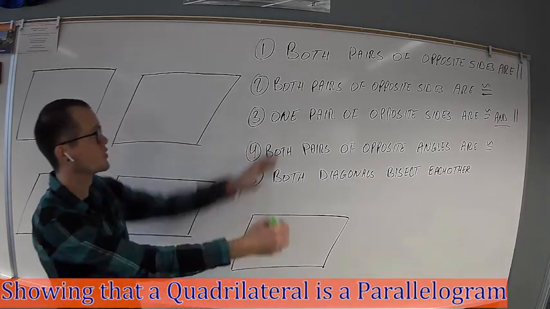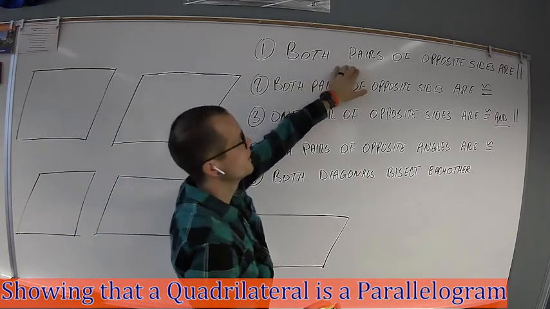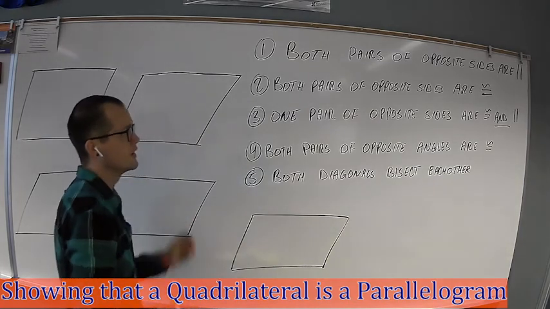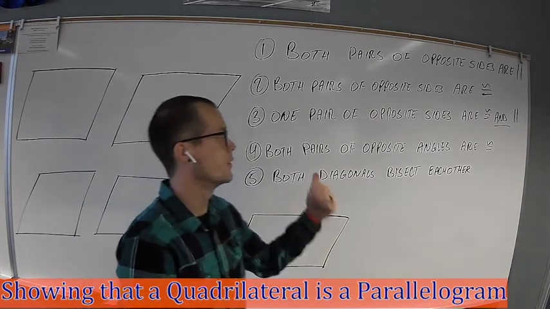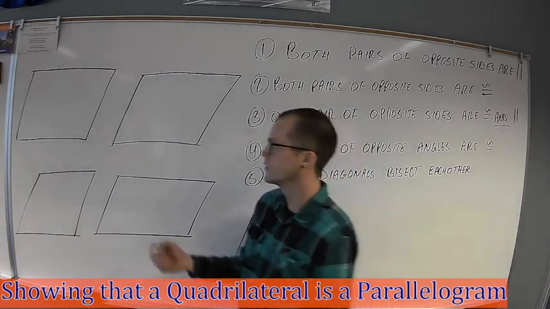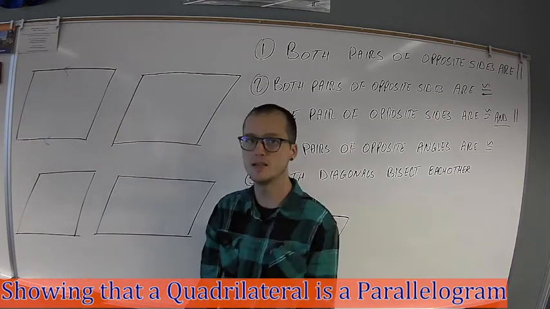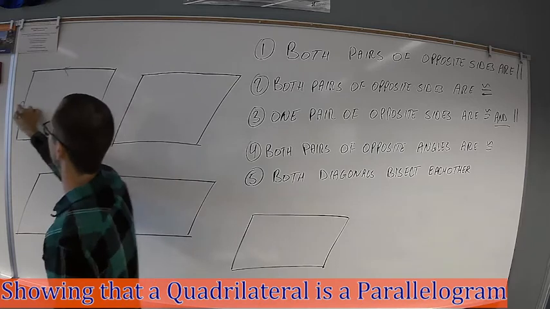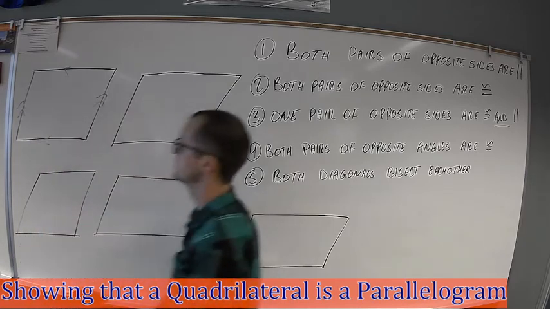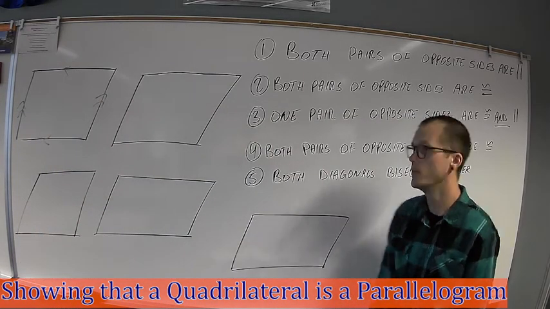So first one, if you can show that both pairs of opposite sides are parallel, then you definitely have a parallelogram. I mean, that one should be a given, that's the definition of a parallelogram. So if you can show that the top and bottom sides are definitely parallel, as well as, in this case, the left and the right sides are definitely parallel, then you have a parallelogram.